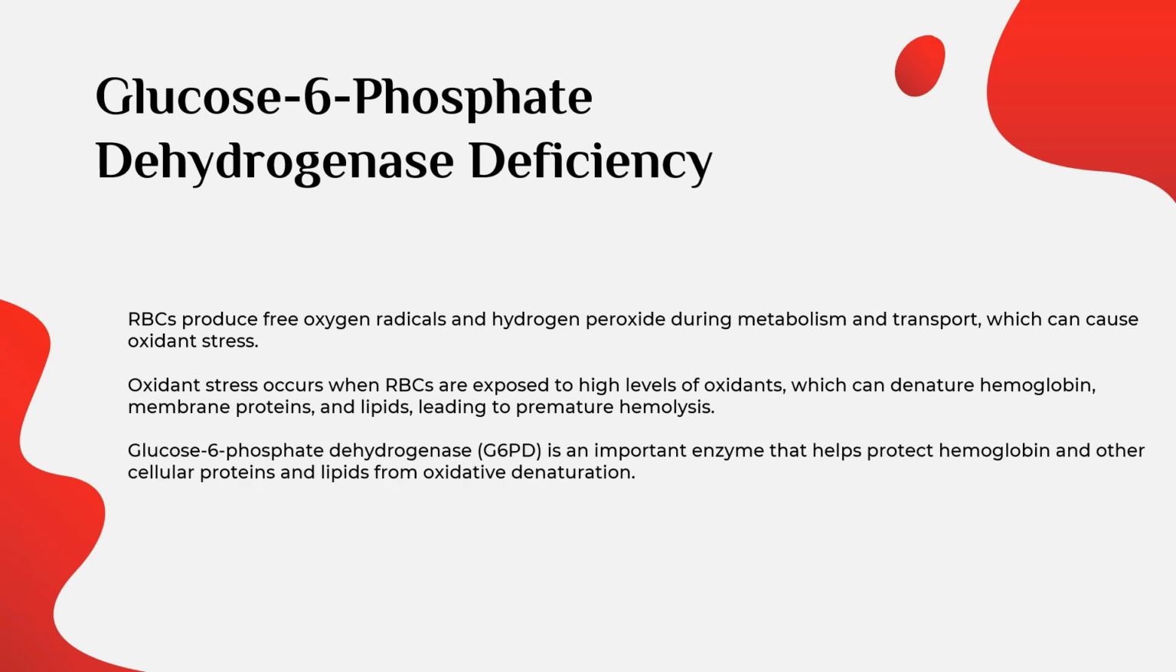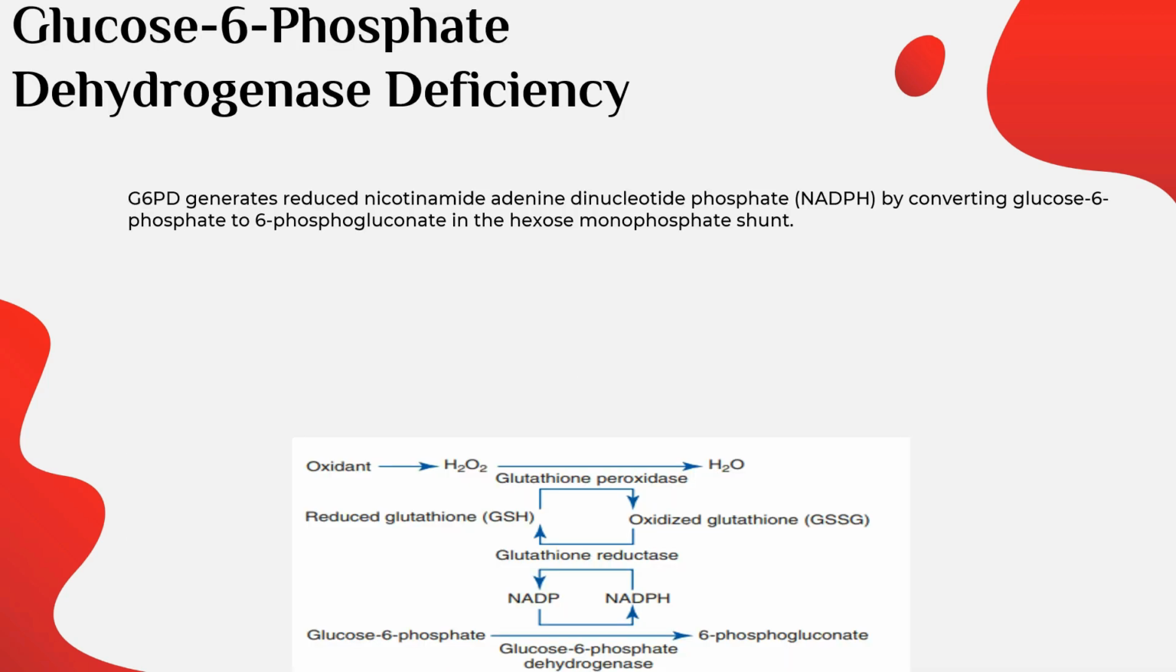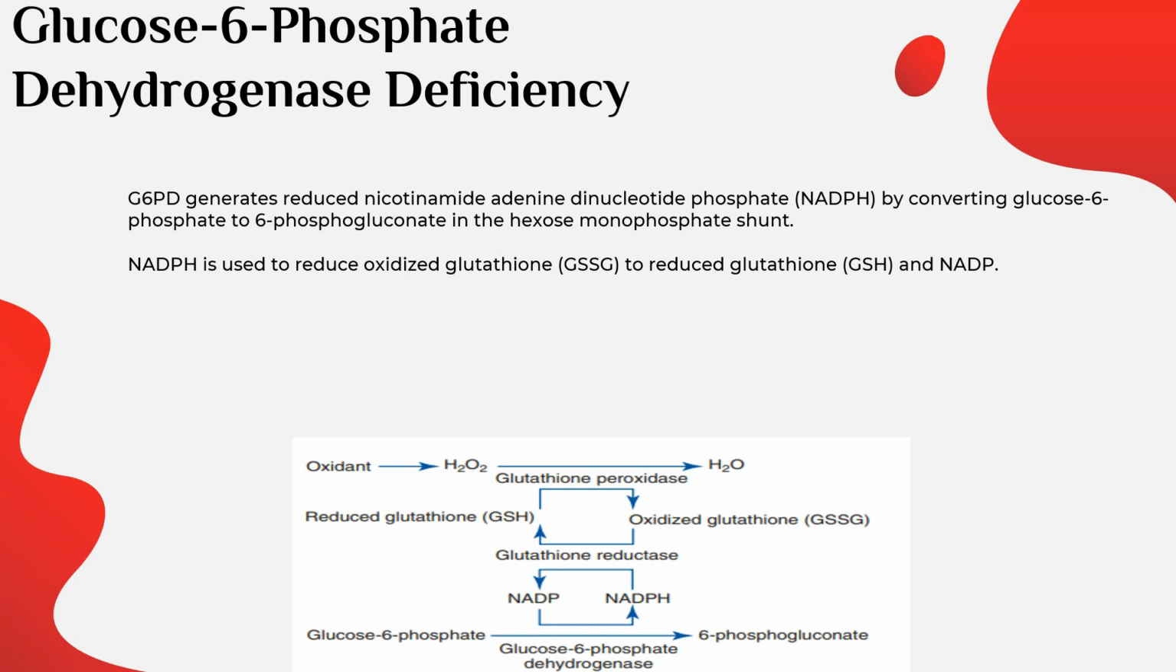Glucose 6-phosphate dehydrogenase, G6PD, is an important enzyme that helps protect hemoglobin and other cellular proteins and lipids from oxidative denaturation. G6PD catalyzes the first step in a series of reactions that detoxify hydrogen peroxide formed from oxygen radicals. G6PD generates reduced nicotinamide adenine dinucleotide phosphate, NADPH, by converting glucose 6-phosphate to 6-phosphogluconate in the hexose monophosphate shunt. NADPH is used to reduce oxidized glutathione, GSSG, to reduced glutathione, GSH, and NADP. Glutathione peroxidase uses GSH to detoxify hydrogen peroxide to water.